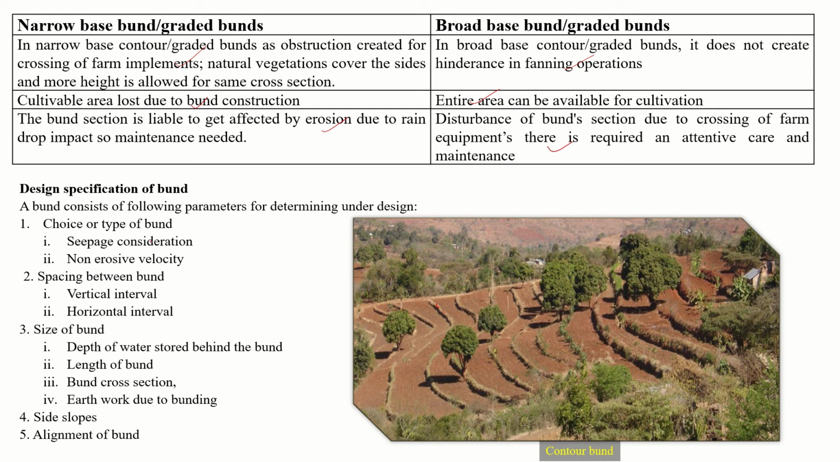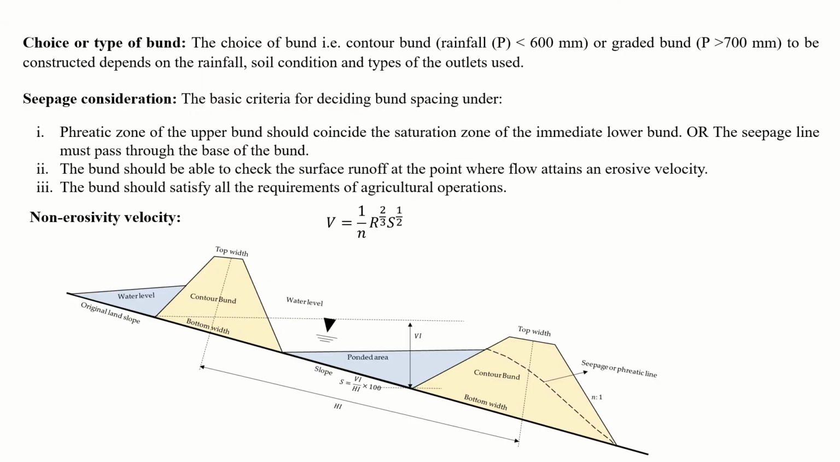Okay, now the design aspect of your bunds. The design aspect of your bund may depend on different parameters. One is your choice of type, seepage consideration, non-erosive velocity, spacing between bunds, that is vertical interval and horizontal interval, size of your bund, and all parameters, side slope and alignment of your bund. Let us discuss all these design aspects one by one.